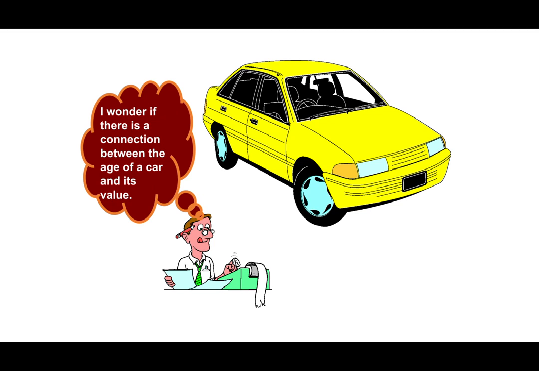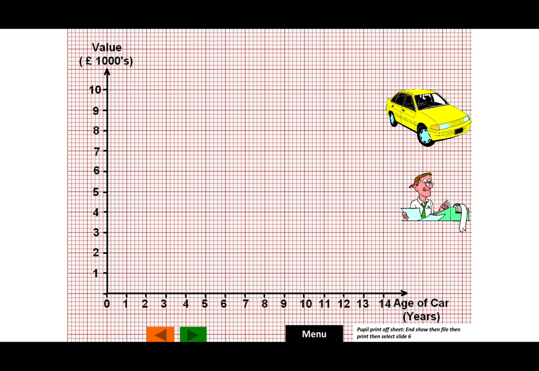As I told you before, guys, scatter diagrams are used to see if there's a relationship between two things. So is there a connection between the age of a car and its value? Let's have a look. Along the x-axis, you can see I have the age of the cars, and along the y-axis, I have the value in thousands. So 1,000, 2,000, 3,000, and so on.